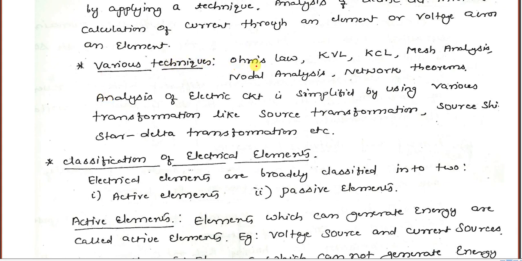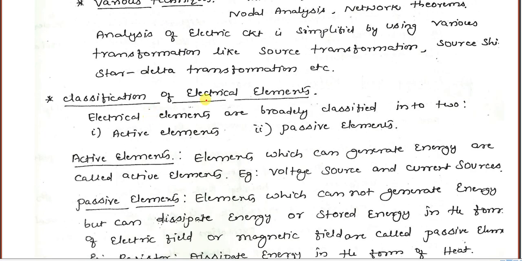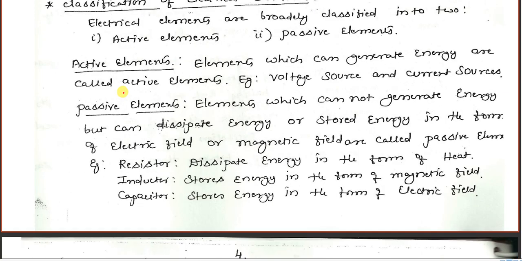So there are various techniques available. Ohm's law we have to apply. Then Kirchhoff voltage law, Kirchhoff current law, mesh analysis, node analysis, then network theorems. Using all these techniques, we can find circuit currents and voltages. And we also use some transformation techniques like source transformation, source shifting, star to delta, delta to star conversion, etc. And sometimes they will ask you to define the following terms.